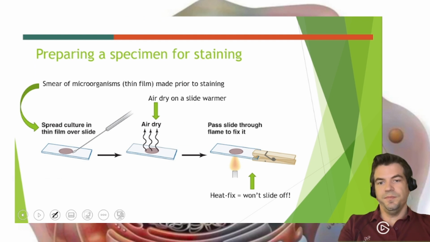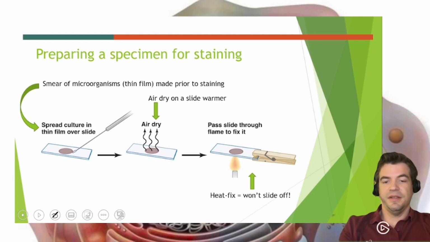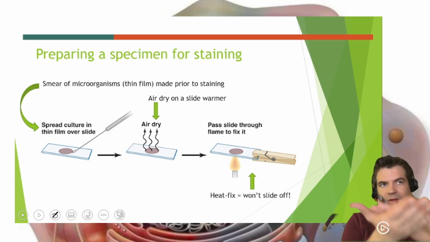I went over this in a video on how to make a bacterial smear, so hopefully you've seen that by the time you watch this. When you want to prepare a specimen for staining, we make a bacterial smear, and then we want to denature the proteins on the bacteria so they can stick to our slide.